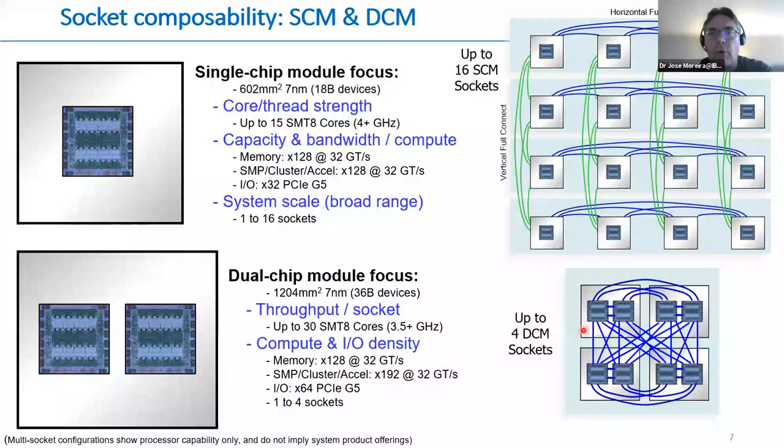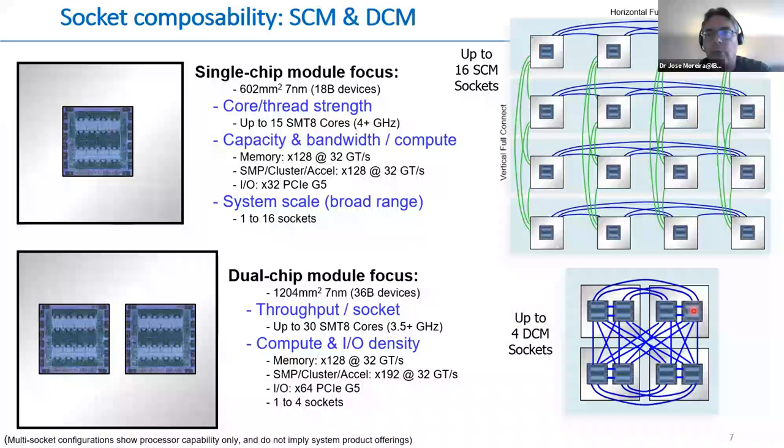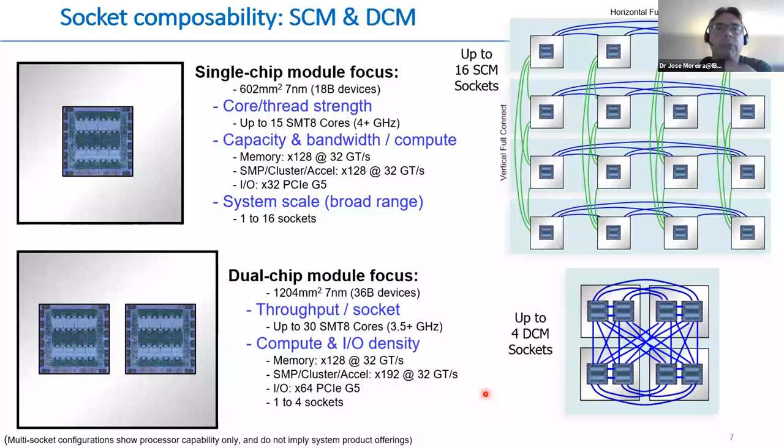In this case, you'll be able to build systems with up to 4 dual chip modules, and they're all-to-all connected. So this dual chip module here in the upper left corner is connected to the other three with direct links. So very tight integration, very dense computing, a lot of compute power per socket. Lots of cores, lots of memory bandwidth and all that. So those are the kinds of systems that we can build.